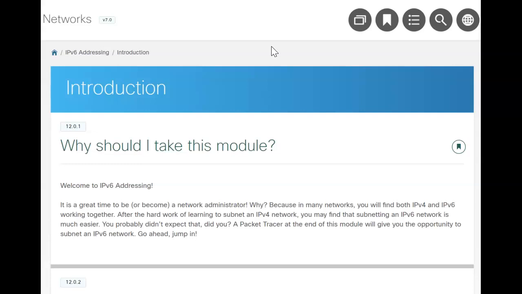So the question is, why would I want to take this module? Well, guess what? After you learned how to subnet in IPv4 and struggled with that, IPv6 does away with a lot of that stuff, and at least subnetting in IPv6 is a whole lot easier. But we'll see. You'll see. Trust me, I know. Easier said than done, right?